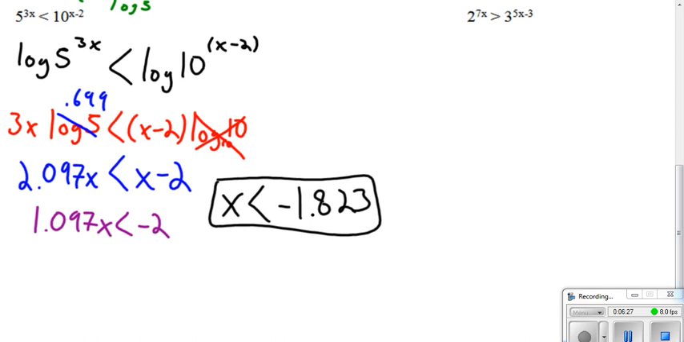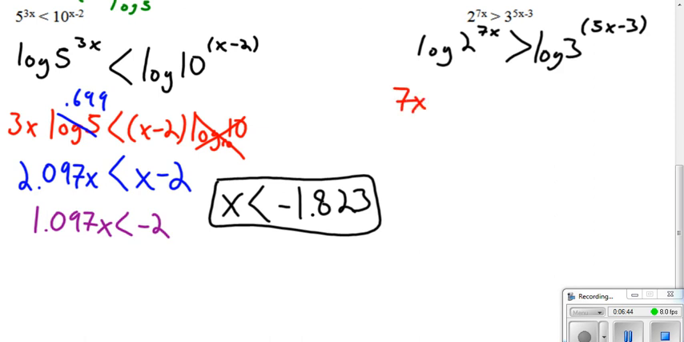So just like before, start off by taking the log of both sides. Log. Now again, I'm going to put these in parentheses just so I know where I'm at with everything. Again, go to our properties. We can pull the 7x out front. Say 7x log 2 is greater than 5x minus 3 log 3.